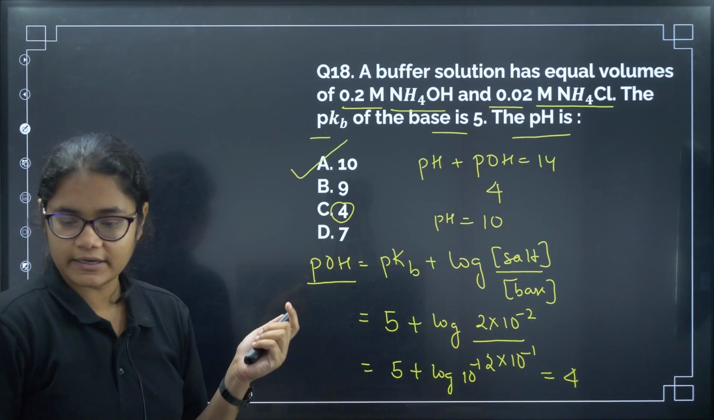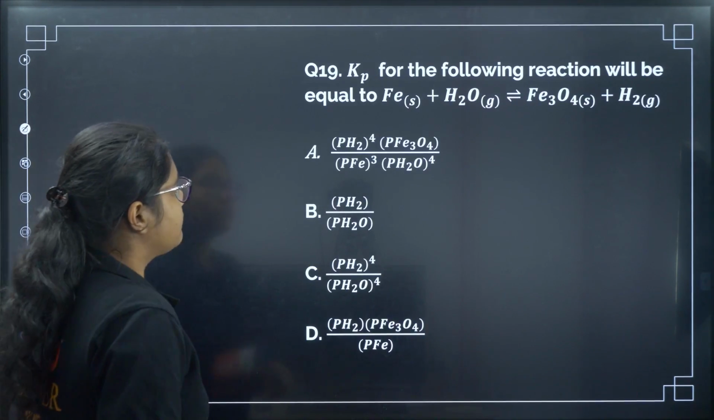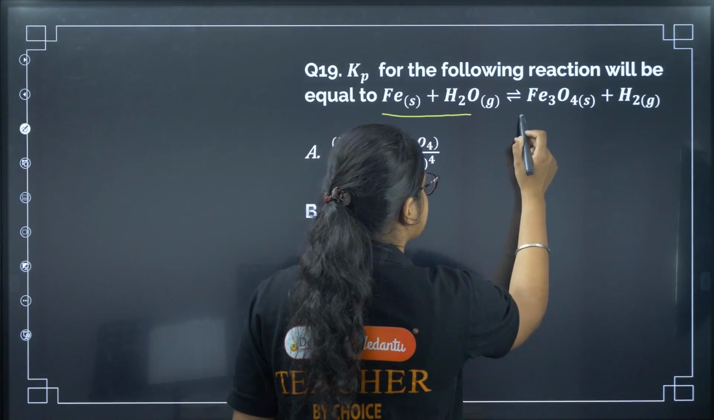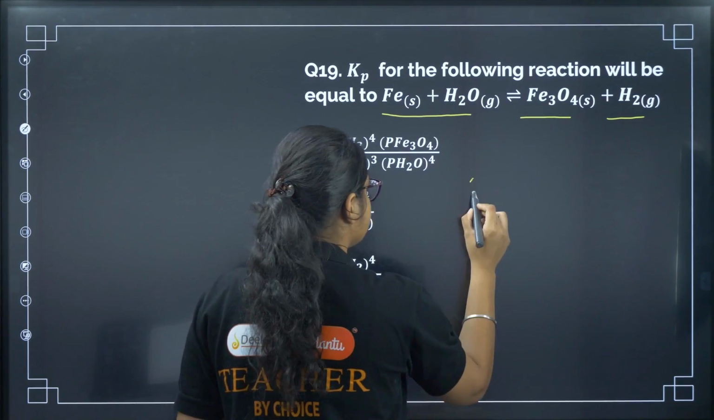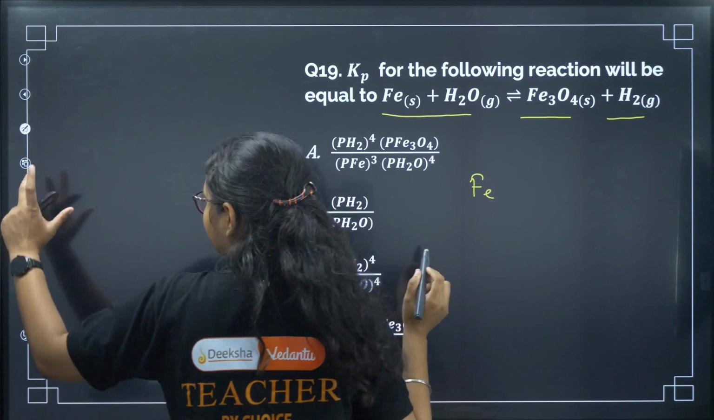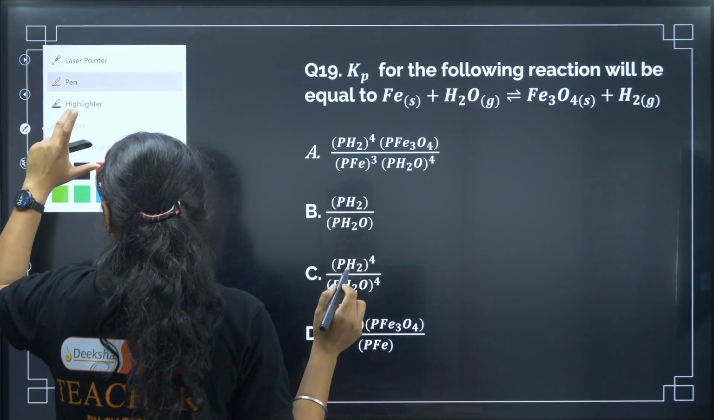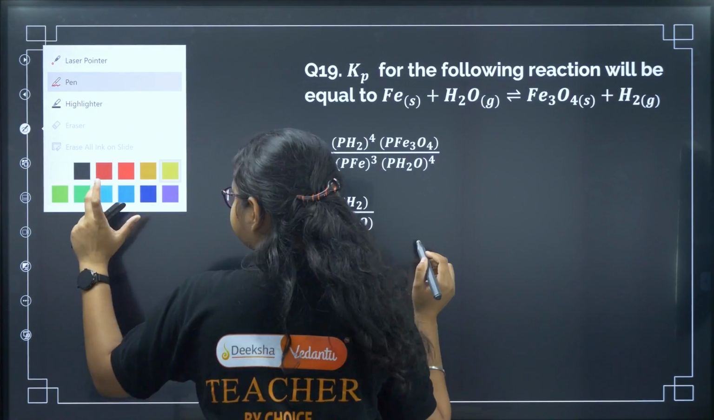Okay, now let us see the next question. For the following reaction, Fe plus H2O gives Fe3O4 plus H2, find the Kp value, right? So the reaction, first of all, we have to balance it, okay? First of all, when you see, you have to balance the reaction.